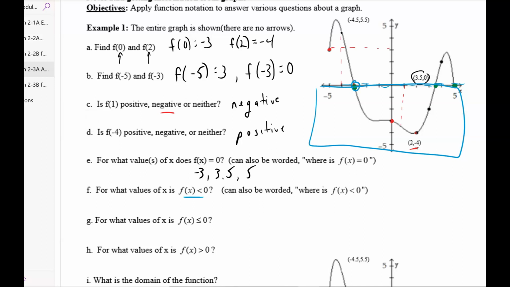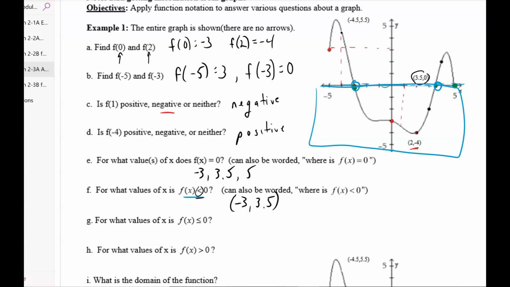So it'd be from here to here, and it goes from -3 all the way to 3.5, but not including those endpoints. For all of those x values, the outputs are less than 0. So we're going to say from -3 up to 3.5. And because we're not including 0 at those points, we don't want to count them, because then it would be equal to 0 at those points.